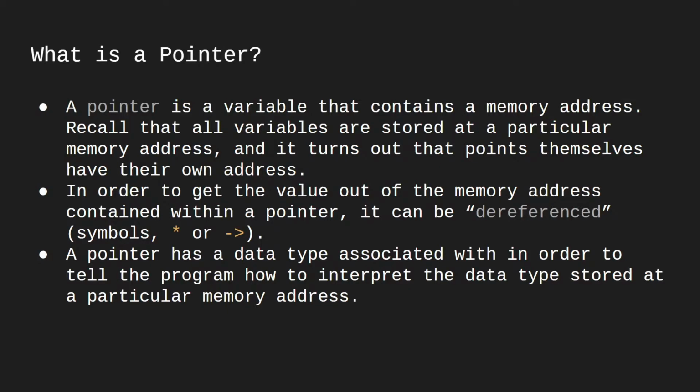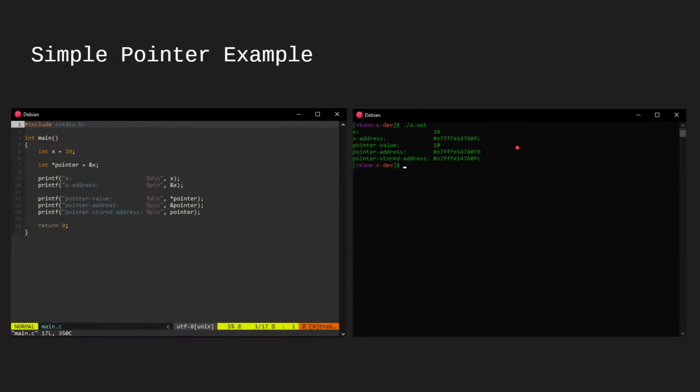So in order to get the value out of a memory address contained within a pointer, we have to do something called dereferencing. Typically there's two different symbols. We have this one star here and this arrow. Depending on which context you're using the pointer in, it will depend on which one of these you use. A pointer has a data type associated with it, just like the example that I gave you, and it tells the program how to interpret the data stored at that particular memory address.